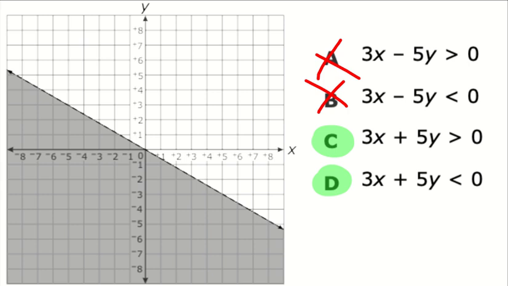So now we're looking at C or D. Do we flip the inequality for C or D? No. So which one does it need to be? D. We cross out C. We are shading below. That's the one that shows us shading below. Any questions on that?